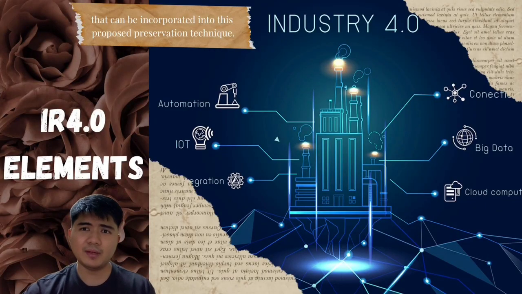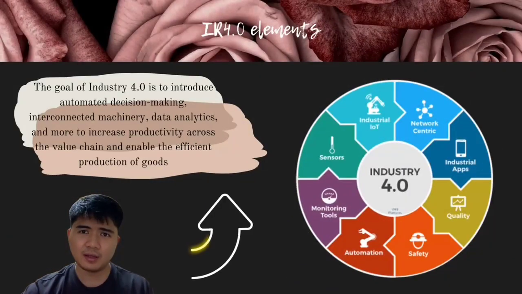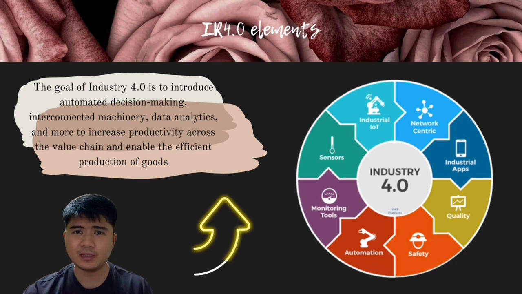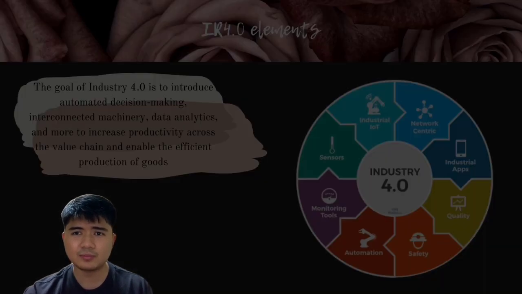IR 4.0 elements can be incorporated into the irradiation preservation technique. IR 4.0 elements are network-centric industrial apps, quality, safety, automation, monitoring tools, sensors, and industrial IoT. The goal of Industry 4.0 is to introduce automated decision-making, interconnected machinery, data analytics, and more to increase production across the value chain and enable the efficient production of goods.